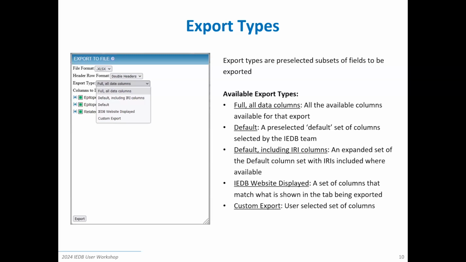And then you have the IEDB website displayed, which is a set of columns that match exactly what you see on those tabs when you export. We also did not have this previously in our exports, the ability to get exactly what you see on those tabs, which people were asking for, because that gets some of the counts data and some of the other data that we just weren't able to provide. And then you have the custom export, which is the real meat and potatoes of this new export format, which allows a user to choose exactly what they want.